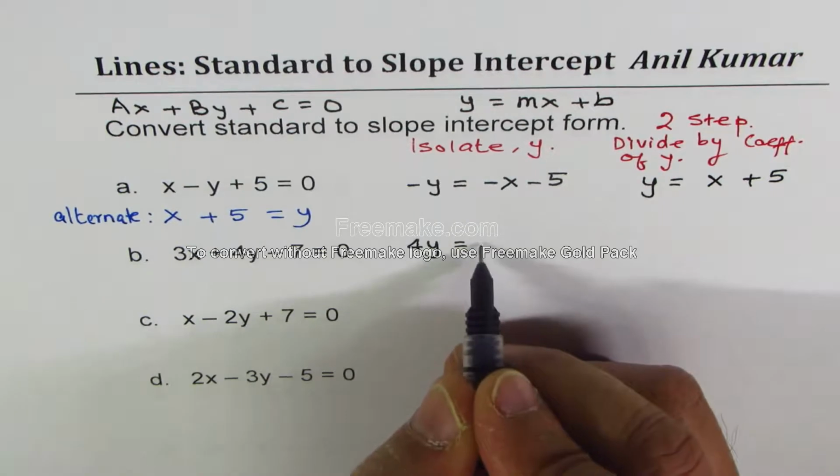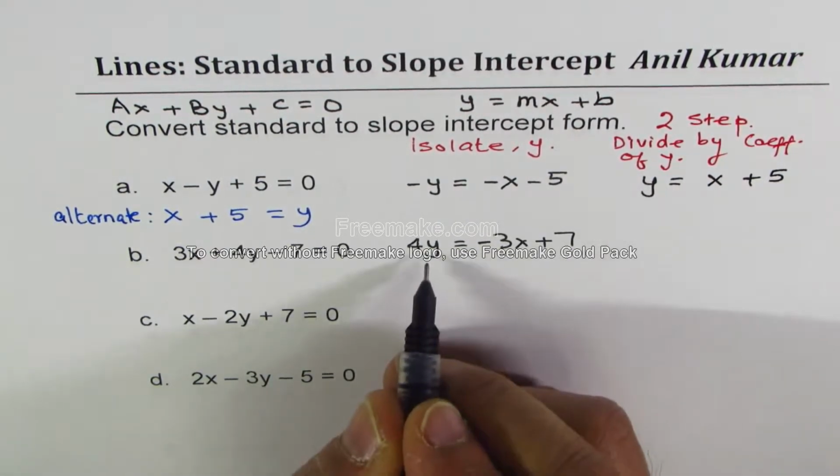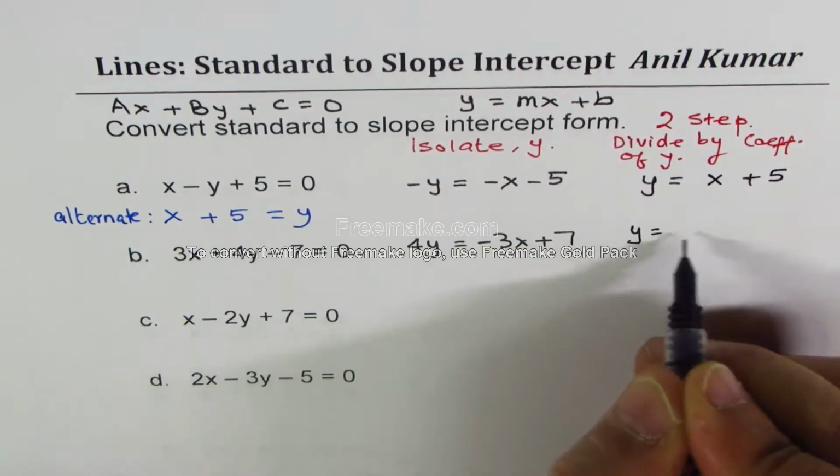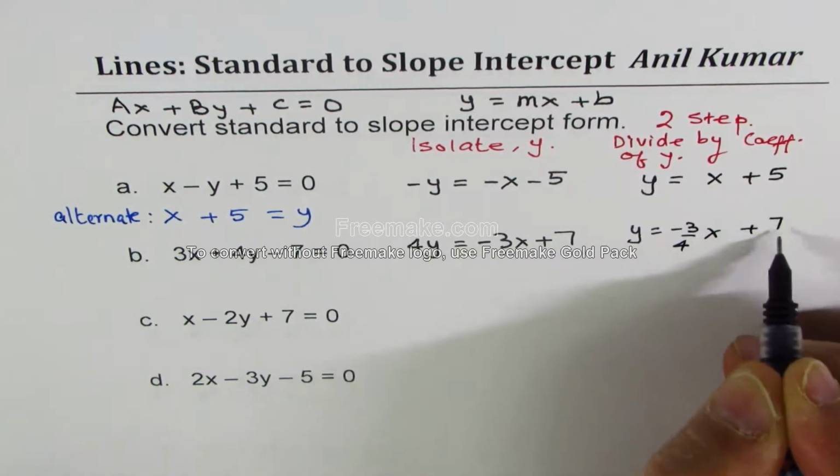So first step, 4y, we'll just leave it here. Take all other terms to the right, 3x plus 7. Now divide by 4. So y equals minus 3 over 4x plus 7 over 4.